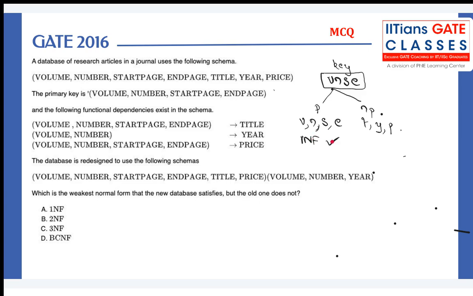Okay, for 2NF, you have to do this. You have to see, is there a functional dependency where there are only prime attributes on the LHS and non-prime attributes on the RHS? Okay, is there a functional dependency, prime attribute on the LHS, non-prime attribute on the RHS? If you look carefully, all the three dependencies have prime attributes on the left-hand side, non-prime attribute on the right-hand side. Okay, is this part clear?